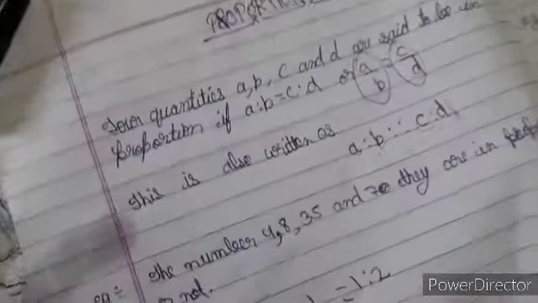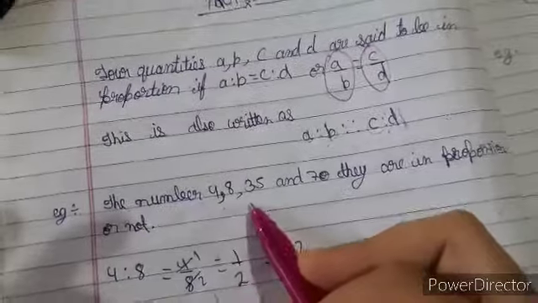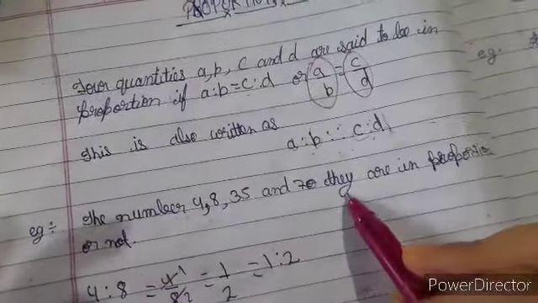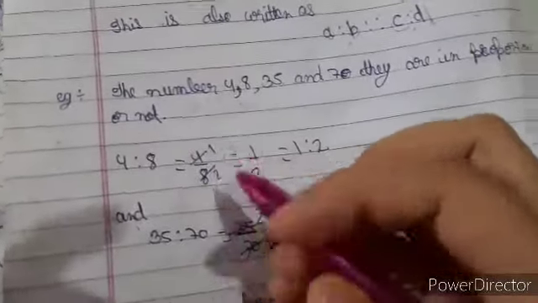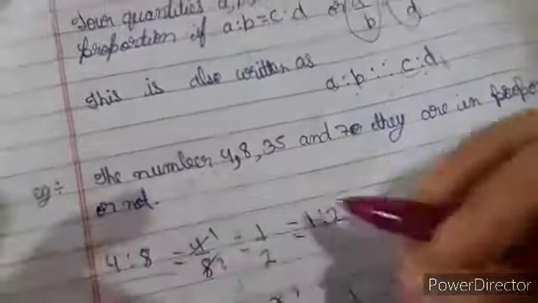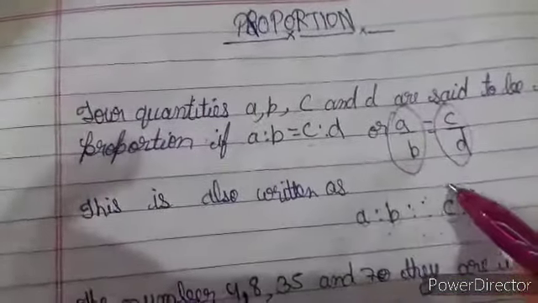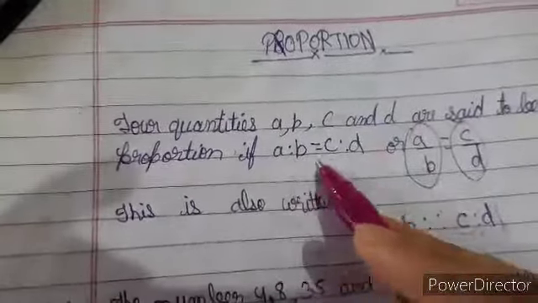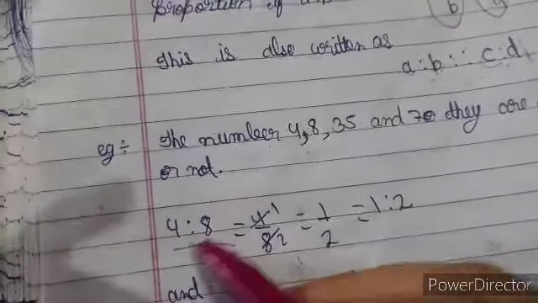So we will start the first example. We can see the numbers 4, 8, 35 and 70. Are they in proportion or not? We will solve this question. First we will write 4 is to 8 is equal to 4 upon 8. Here I have told you we can write A is to B is equal to A upon B also, and here also we can write 4 is to 8.